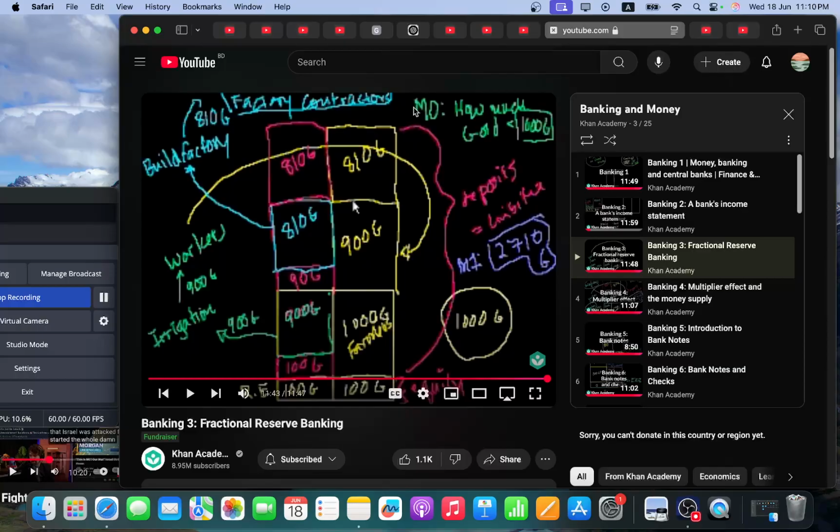So if we are defining money just as the gold coins existing in the economy, we have to see that 810 golds, 900 golds, and 100 golds, so in total we have 1,000 gold coins. That is how we would define M0 money. So how much money is there in the bank? This is the real underlying asset.